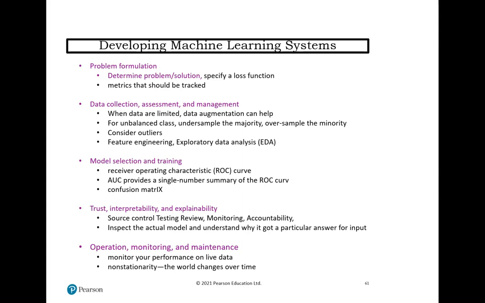Then you decide on what model you're going to use. Are you going to use trees, a neural network, support vector machine, whatever model you're going to use. And typically we choose our model based on the ROC curve, the AUC also, which gives us a single number summary of the ROC curve, and the confusion matrix if we're doing a classification problem. We can analyze that and decide on what model to use.